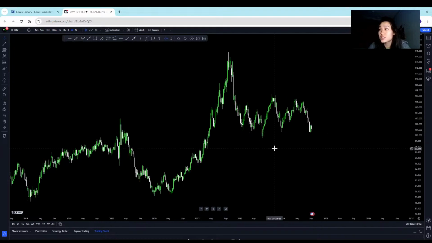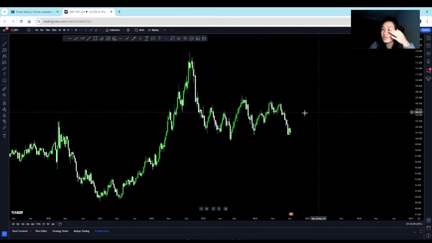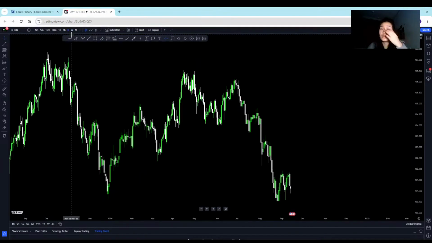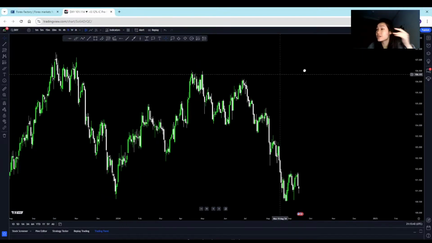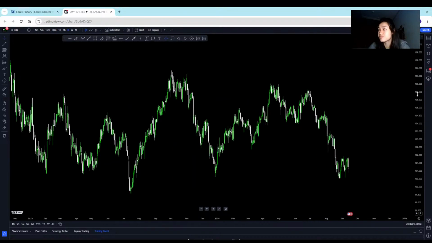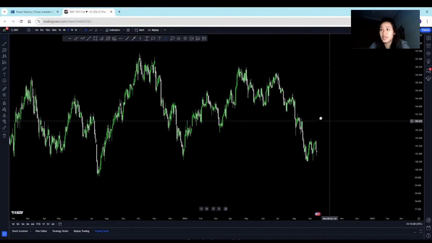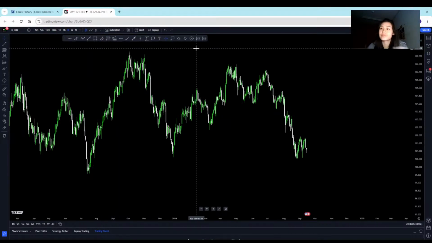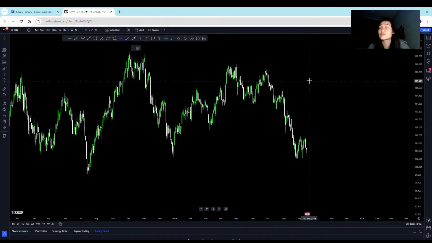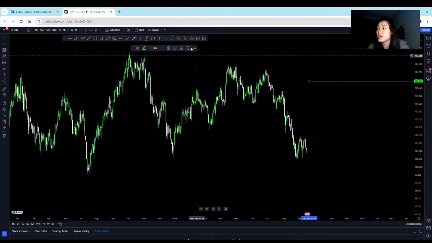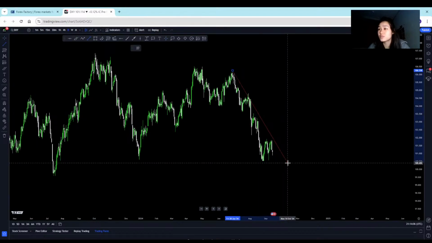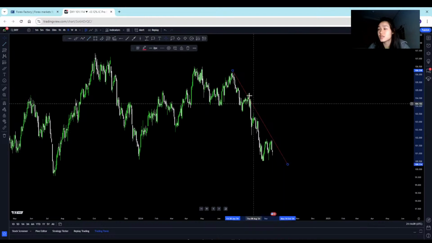You can see prices kind of fluctuating recently, but prices generally moving in a downtrend. In our daily time frame, you can definitely see that downtrend a lot clearer now. So I'm going to start off by looking at the trend. You can see we have prices moving in this descending trend line.